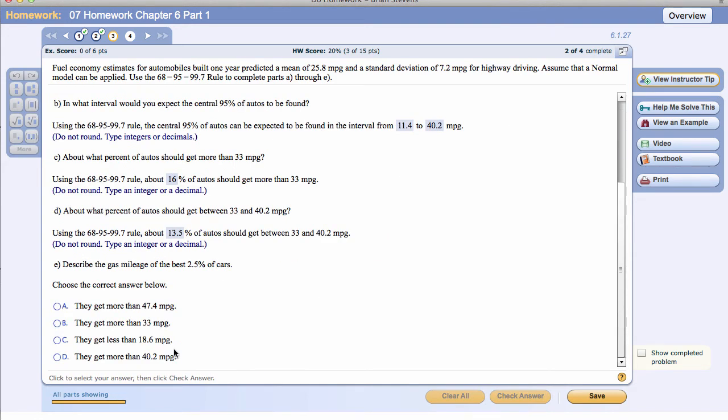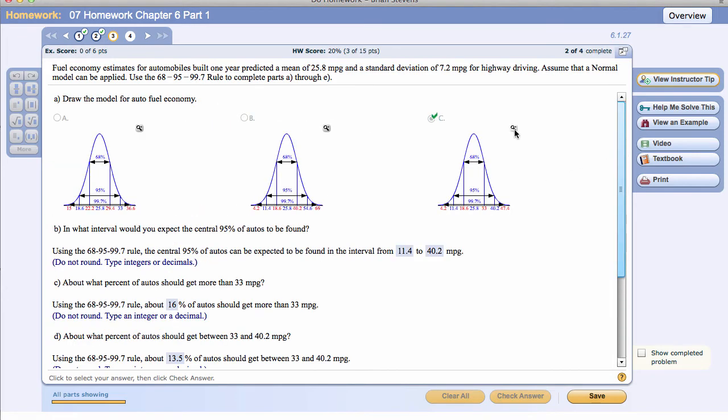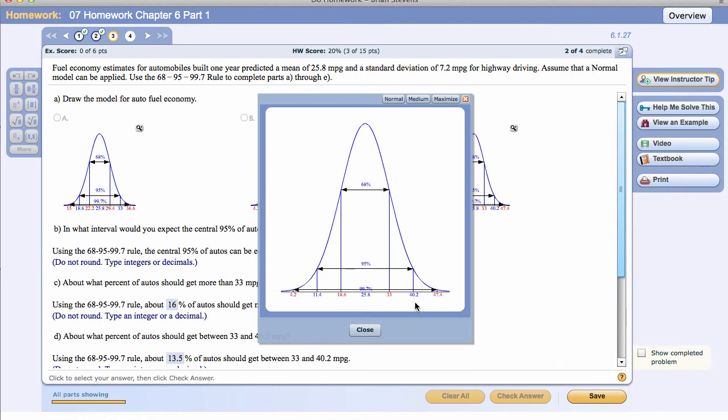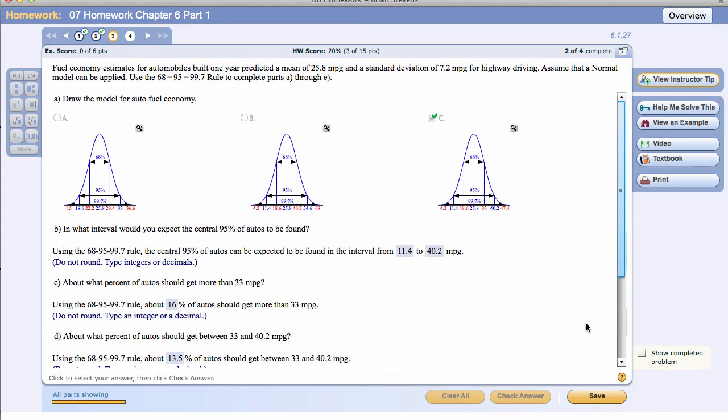Describe the gas mileage of the best 2.5% of cars. The best 2.5% of cars would be the cars above 2 standard deviations. And this one's a little easier to see because if 95 is in the center, well then 2.5 is on this side and 2.5 is on this side of it. So above 40.2.